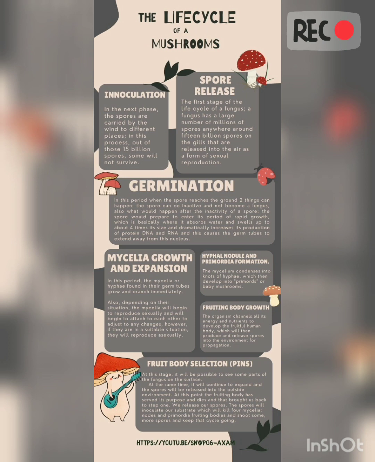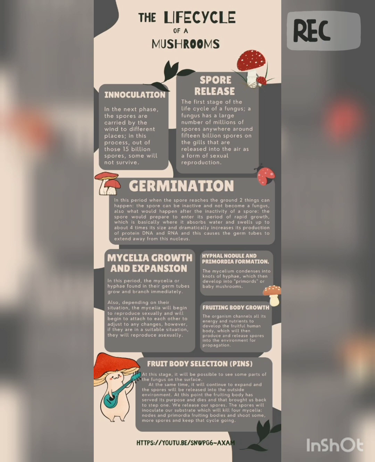The spore will prepare to enter its period of rapid growth, which is basically where it absorbs water and swells up to about 4 times its size and dramatically increases its production of proteins, DNA, and RNA, and this causes the germ tubes to extend away from the nucleus.